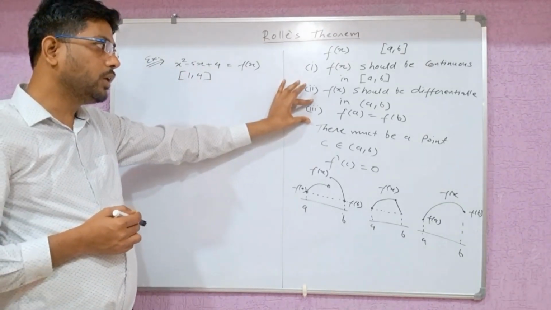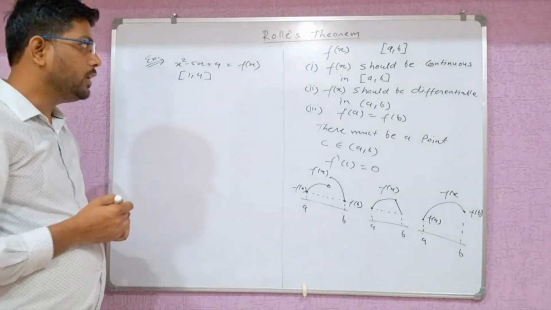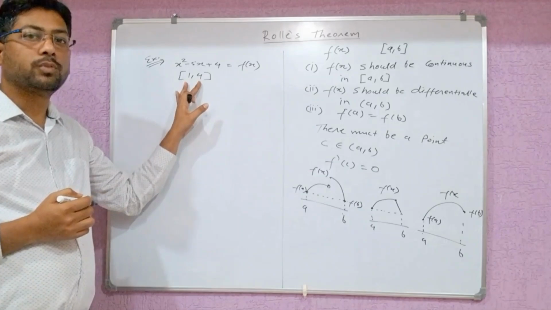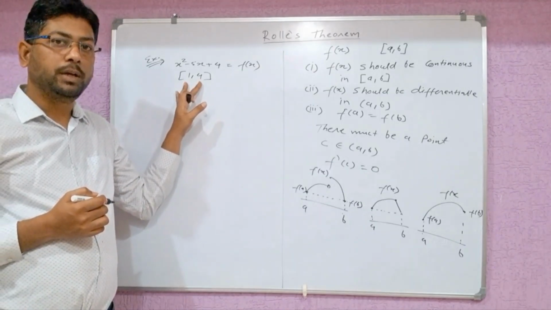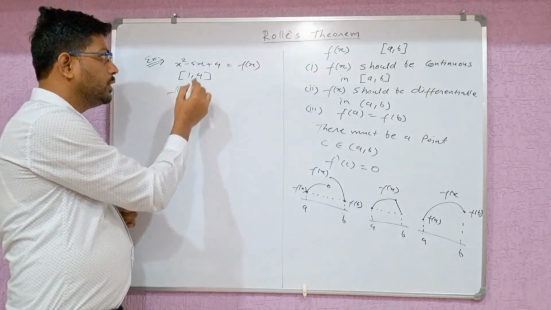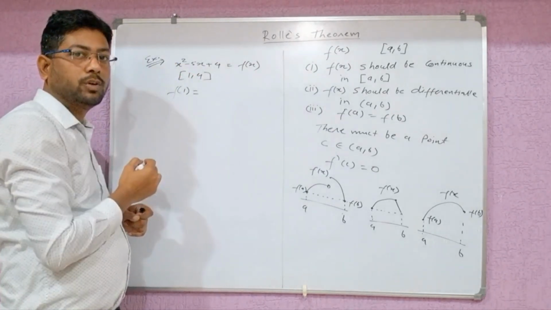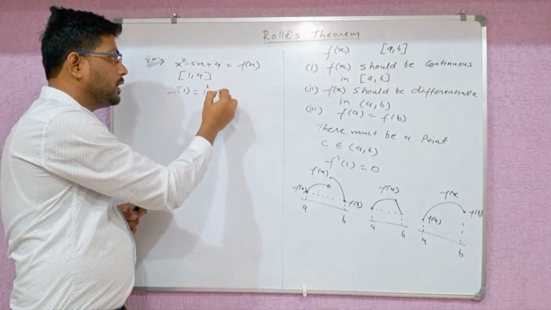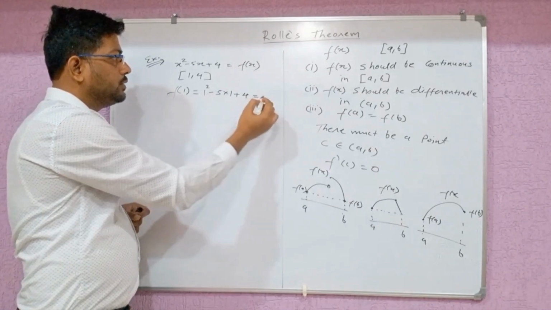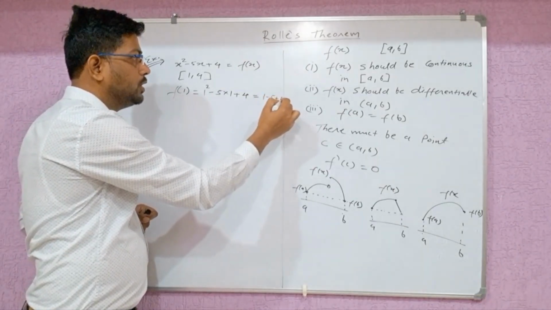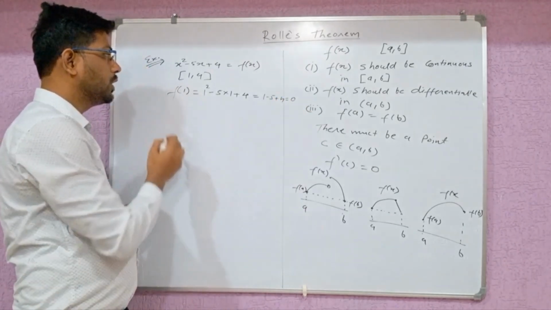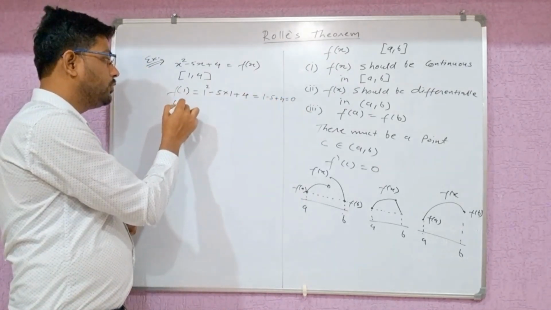Now f of a is equal to f of b, this we have to check. What are a and b here? a is 1 and b is 4, because the interval is 1 to 4. So we'll check f of 1. f of 1 means in this f(x) we'll put 1 in place of x. So this will be 1 square minus 5 into 1 plus 4, that is 1 minus 5 plus 4. So this will be 4 plus 1, 5 minus 5, that is equal to 0. So f of 1 is 0.